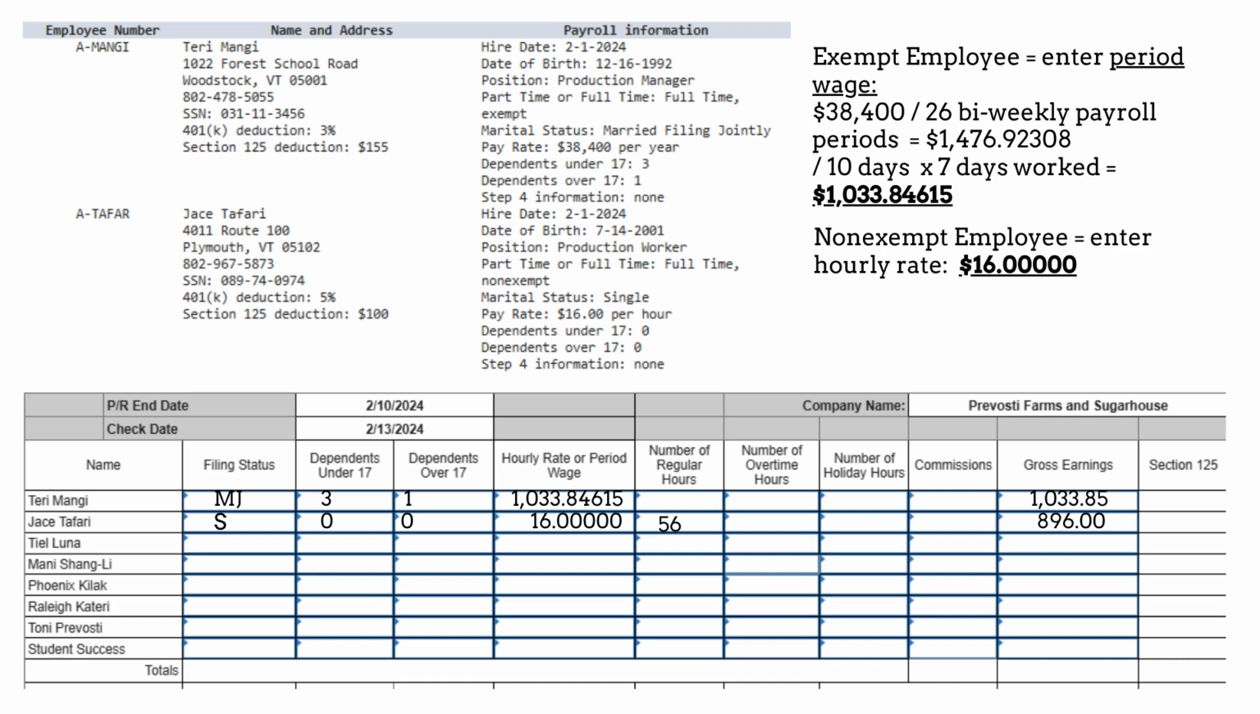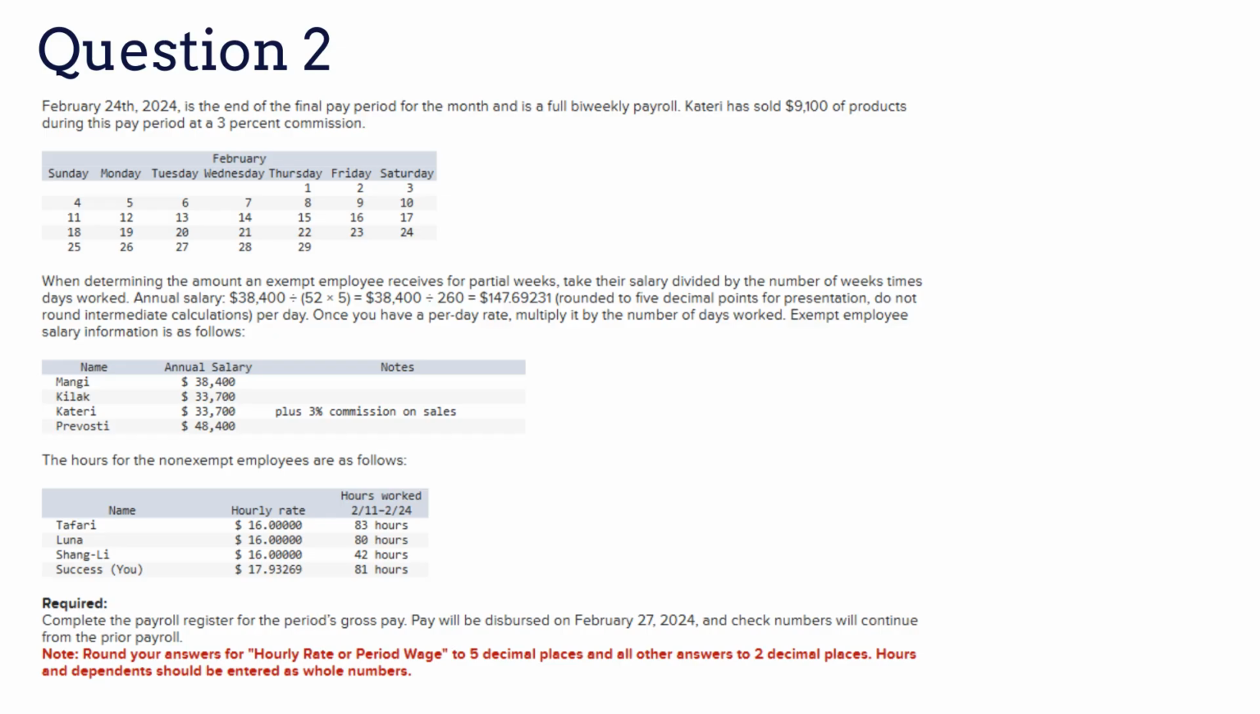If the employees have overtime, enter the overtime hours into the overtime column and the commissions for Raleigh into the commission column. For question 2, you are now tasked with calculating the gross pay for the second payroll period for Prevosti Farms and Sugarhouse. This payroll period starts on February 11th and ends on February 24th.